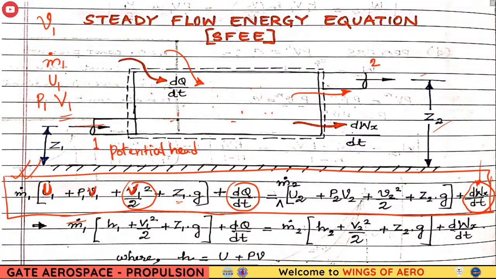Now this can be changed, based on the concept of enthalpy. What is enthalpy? H equals U plus PV. Excuse me, enthalpy ma'am. Yes. Why have you written Wx, ma'am? dWx by dt.